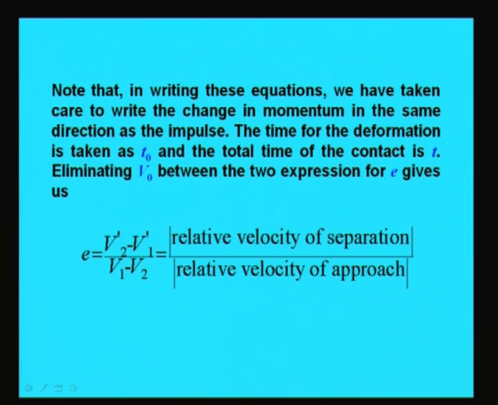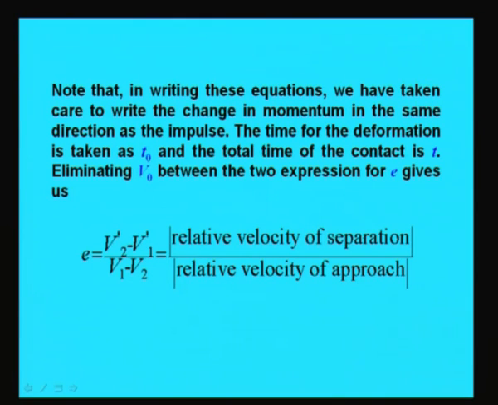Now, if we eliminate V0 between the two expressions for E, then E becomes (V2 prime minus V1 prime) divided by (V1 minus V2). That means it is the relative velocity of separation, V2 prime minus V1 prime, the final velocities of body 2 and body 1.